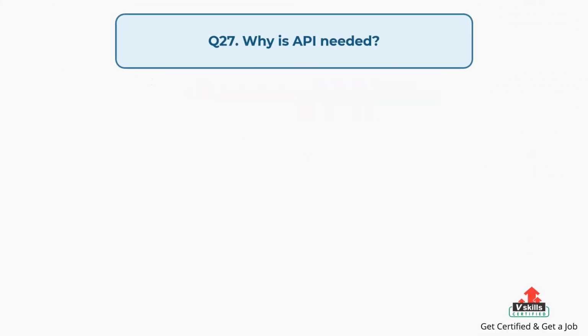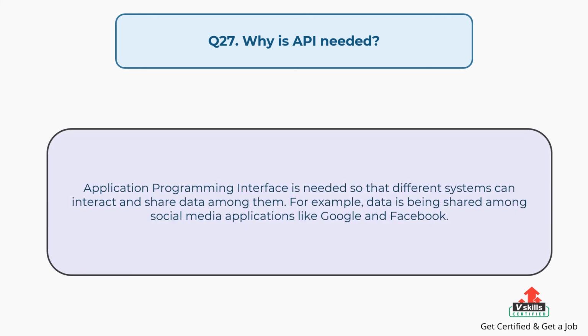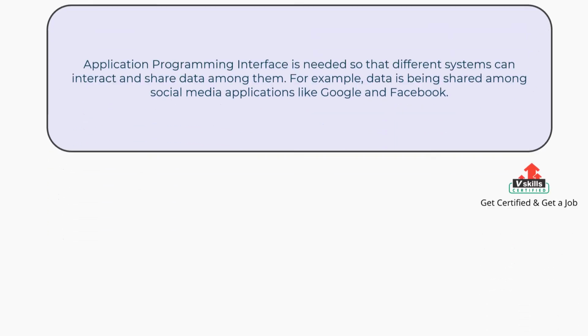Question number 27. Why is API needed? The answer is: application programming interface is needed so that different systems can interact and share data among them. For example, data is being shared among social media applications like Google and Facebook.